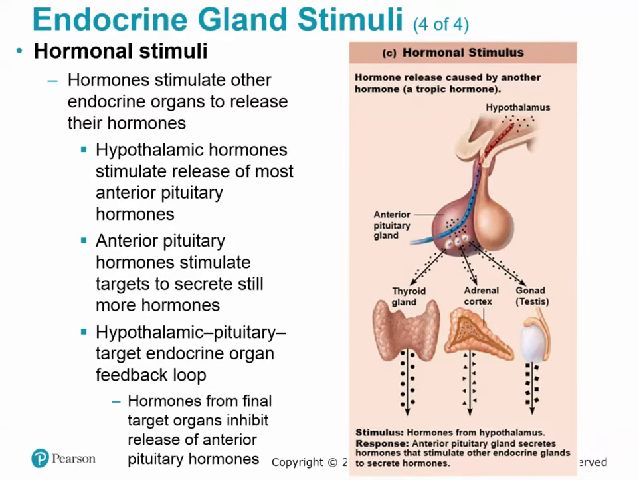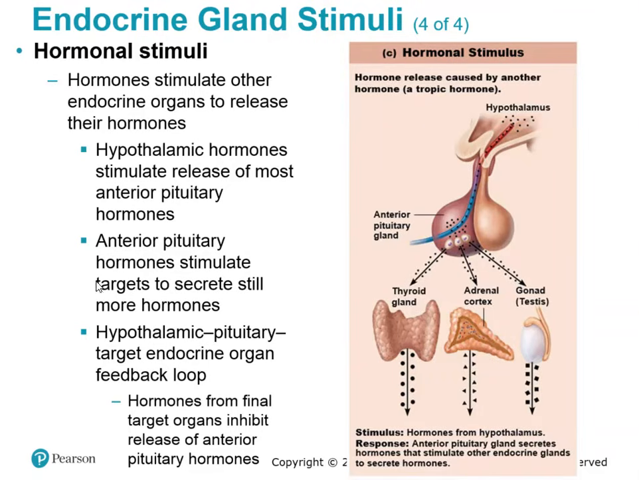The third stimulus would be hormonal stimuli. This would be one hormone stimulating the release of another hormone. These are also sometimes called tropic hormones. Whenever you see the word tropic, that just means it's a stimulating hormone. So hormones stimulate other endocrine organs to release their hormones. Hypothalamic hormones stimulate release of most of your anterior pituitary hormones. We'll talk about that more in depth in a little bit.